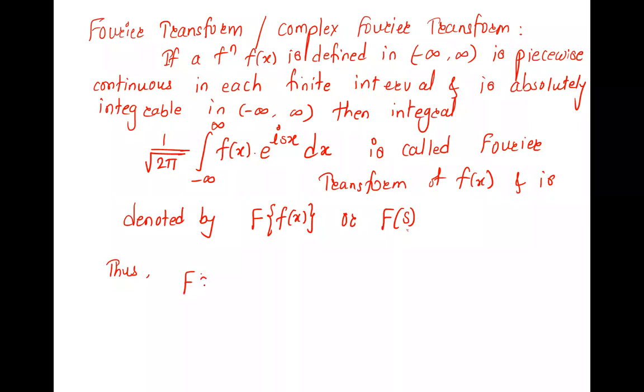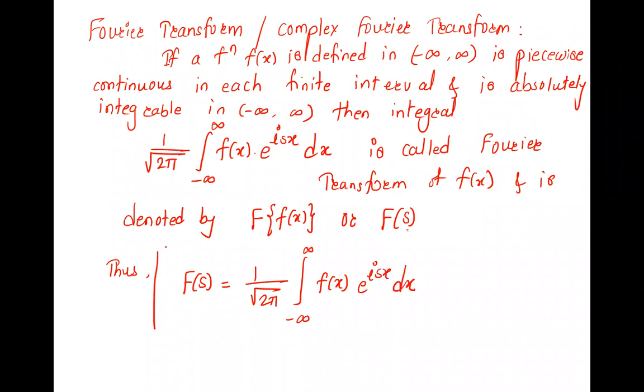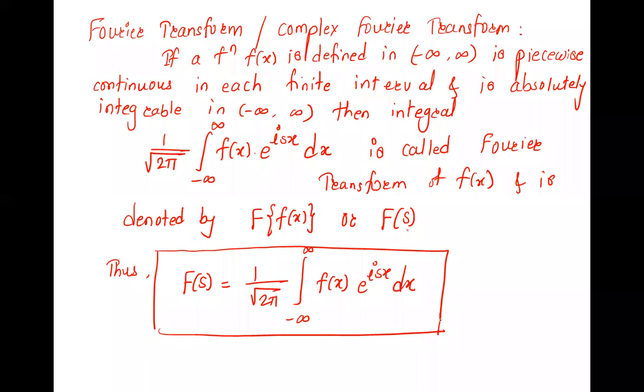Thus F of s is equal to 1 upon root 2 pi, integration from minus infinity to infinity, f of x e raised to isx dx, is the Fourier transform of f of x. Definition, write it properly. It is a single integration now, and we have to solve the integrations. As Fourier integral had only double integration, whole Fourier transform will be of single integration now.